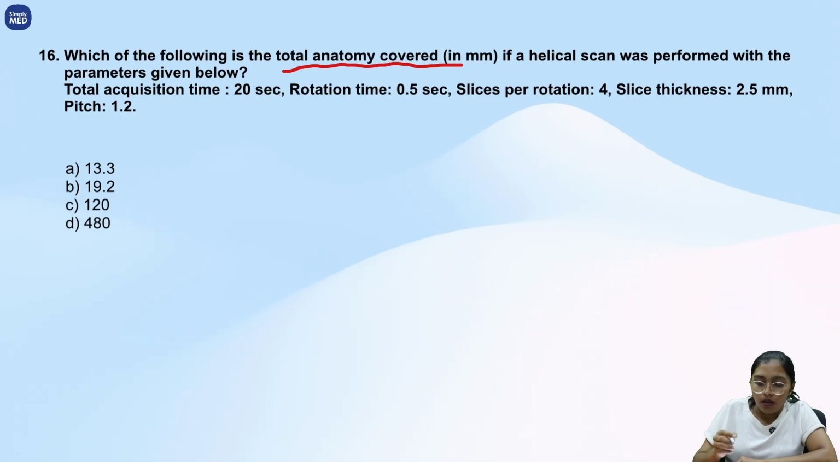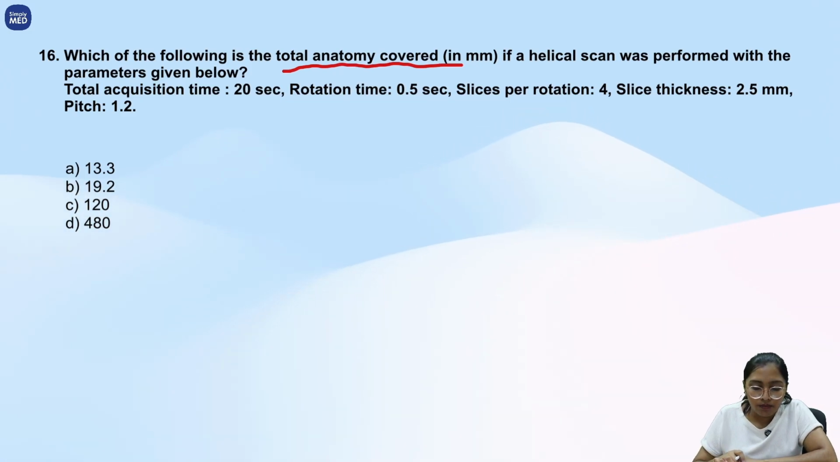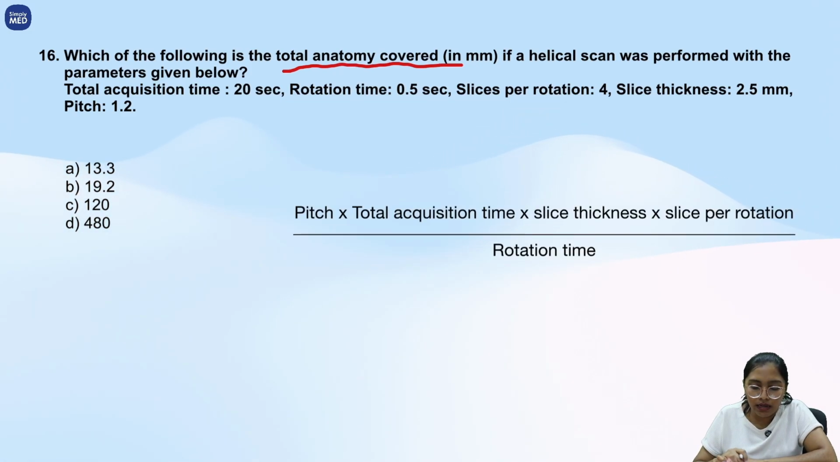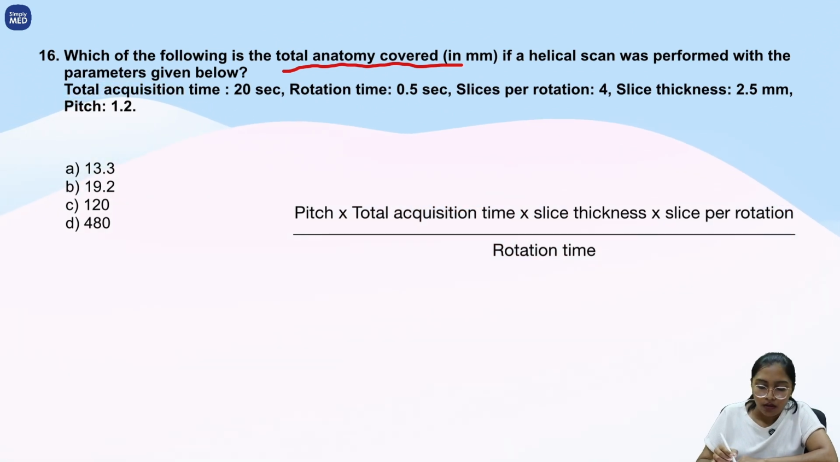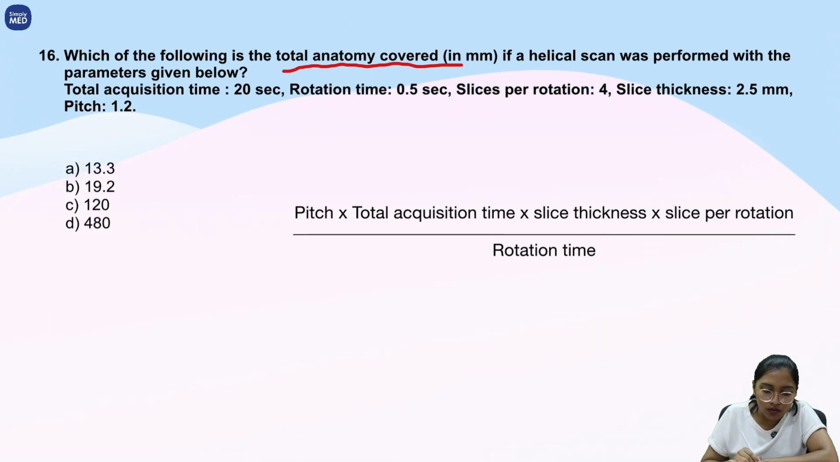Okay. So for that we have an equation. The equation is: total anatomy covered is equal to pitch into total acquisition time into slice thickness into slice per rotation, divided by rotation time. Okay. So we have to just replace the values now.